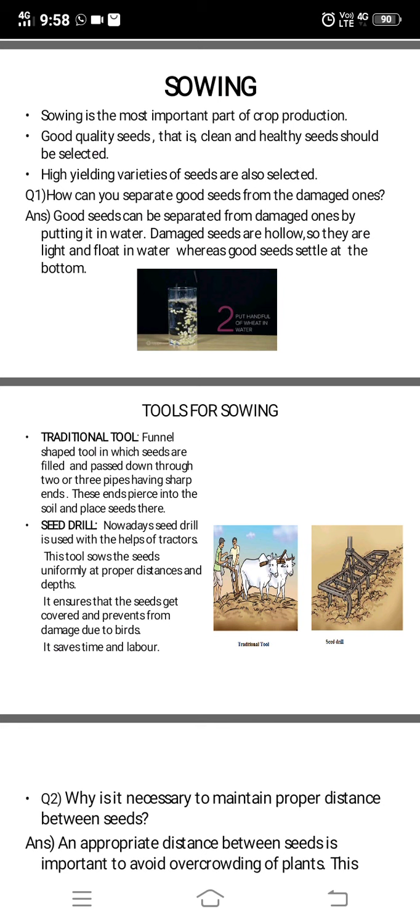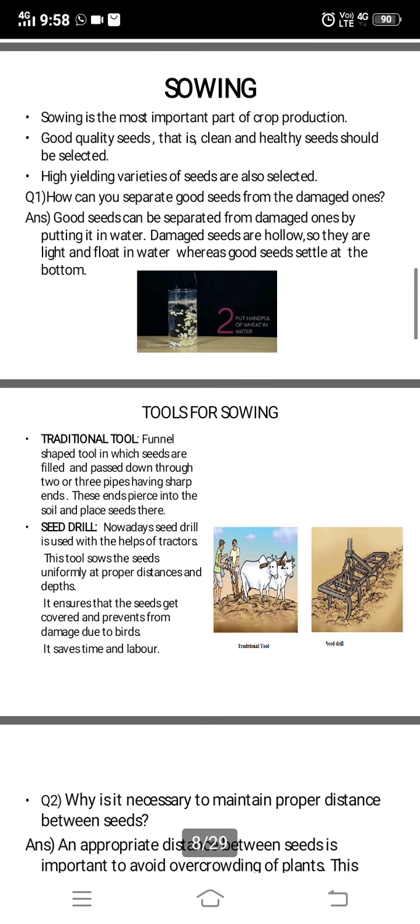Now one more thing that a farmer should see is high yielding variety of seed. The seed should be of good yielding variety. Yield means output. So if the seed is good, giving a good output, then the farmer will get good benefit. So the farmer should select high yielding variety of seeds.